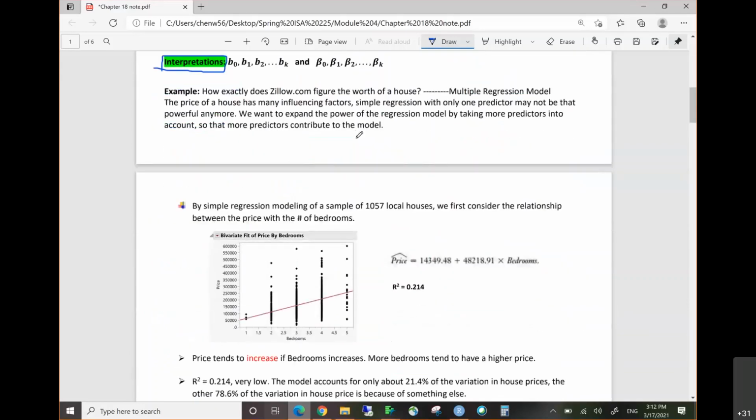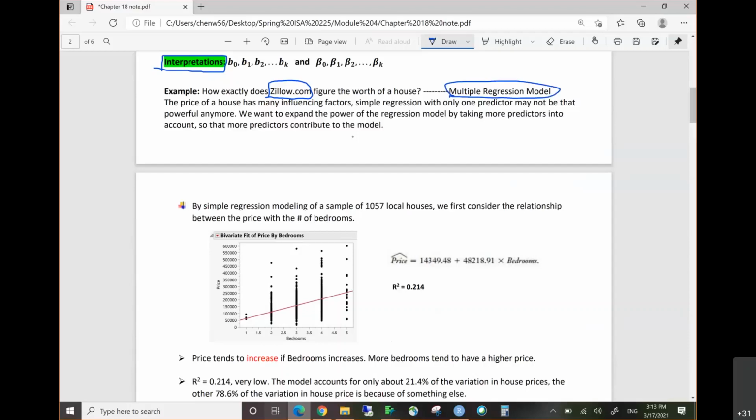When we want to buy a house, we usually go to the Zillow.com website. We look for a house, and then on the web page of a house, there is always a line telling you the estimated price of this house. How do they get this estimated price? They just use a multiple regression model.